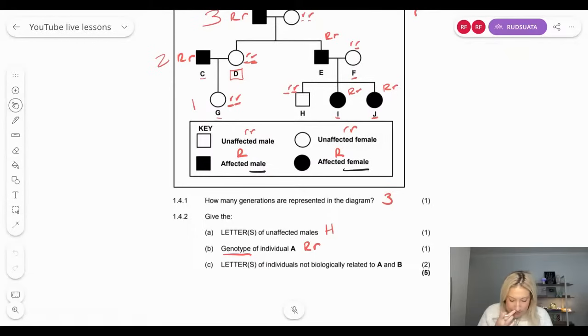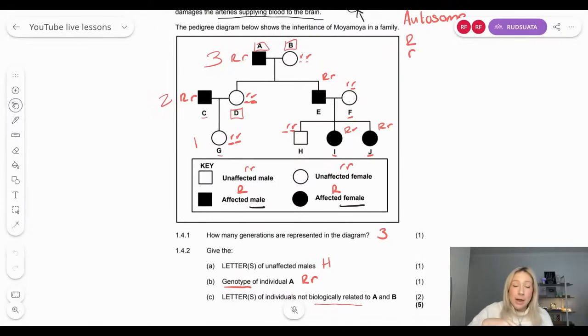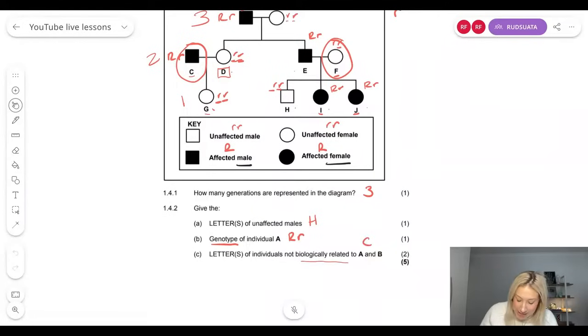And then last but not least, give the letters of the individuals not biologically related to A and B. In other words, who in this diagram is not A and B's children or grandchildren? And so the answer can only be C and F, because those individuals came from outside of this family tree. Otherwise, D and E are siblings, and those siblings have had children with their partners, and now G, H, I, and J are all grandchildren. So for our last answer there, we would say C and we would say F.